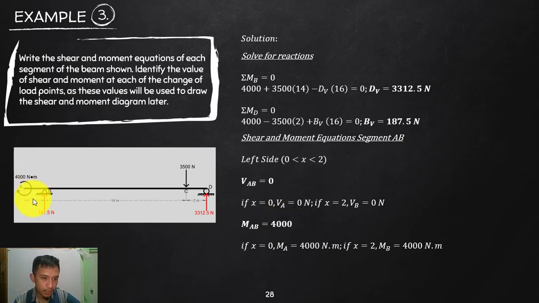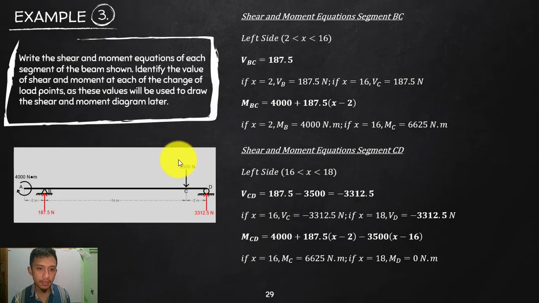So take a moment. Let's say I cut somewhere there at a distance x. Then the moment there of 400 is still 400. That is clockwise, so positive. So it means it is a constant from A to B. Let's proceed to your BC. Cut there at a distance. Then you will now have a shear, which is your reaction going up, so positive. And then your moment, I will cut here.